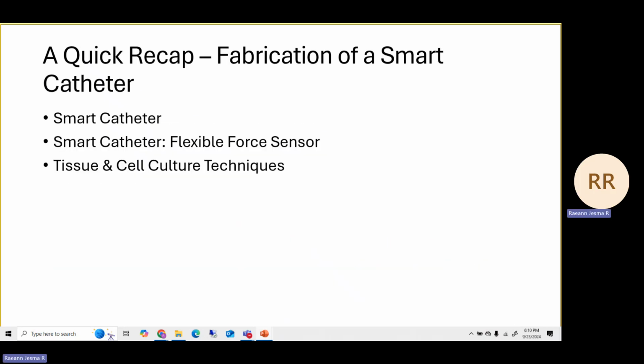First, we'll start with a quick recap of the content that was covered in week 9, which is fabrication of a smart catheter. We learned about the smart catheter and how a flexible force sensor can be included in it, and also we learned about tissue and cell culture techniques. Now let us move on to the problem section.